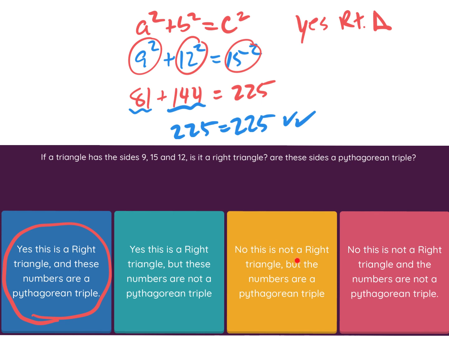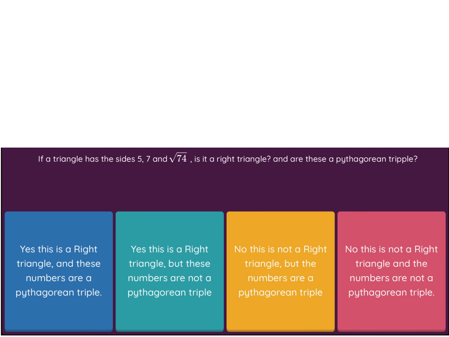No, it's not a right triangle, but the numbers are a Pythagorean triple. If it were a Pythagorean triple, it would be a right triangle. So this doesn't even make sense. The last option, no, this is not a right triangle, and the numbers are not a Pythagorean triple. That might happen as well. Let's look at another similar one like this.